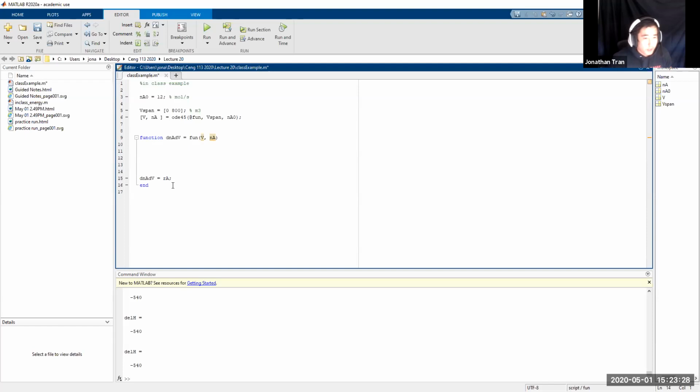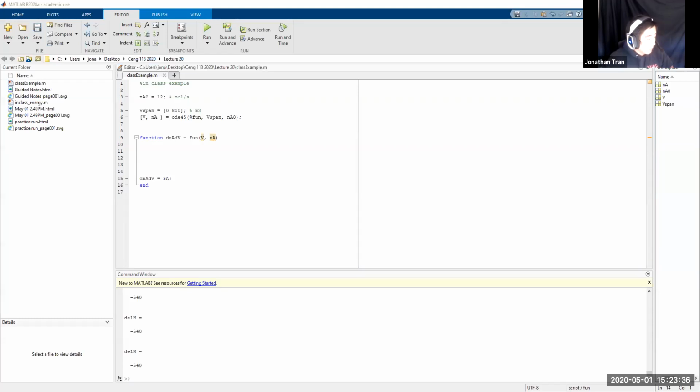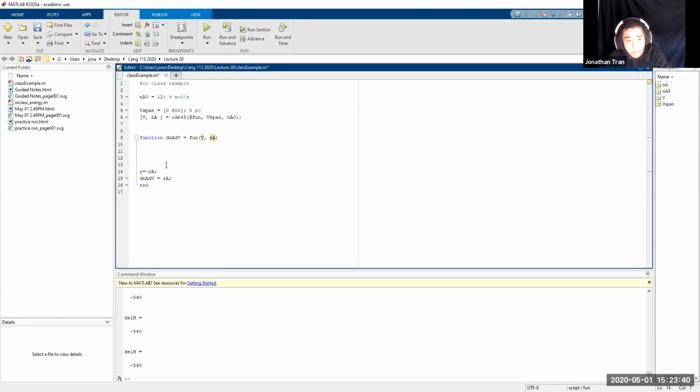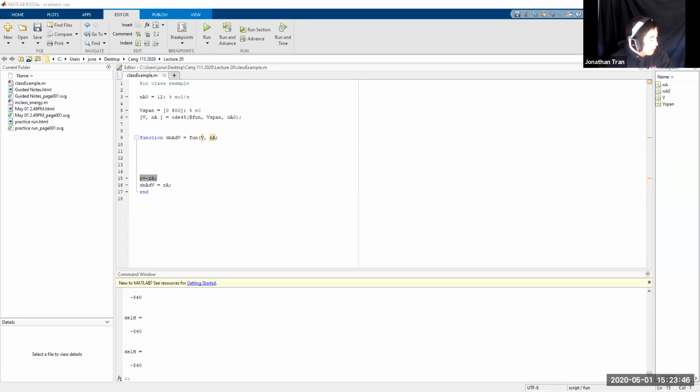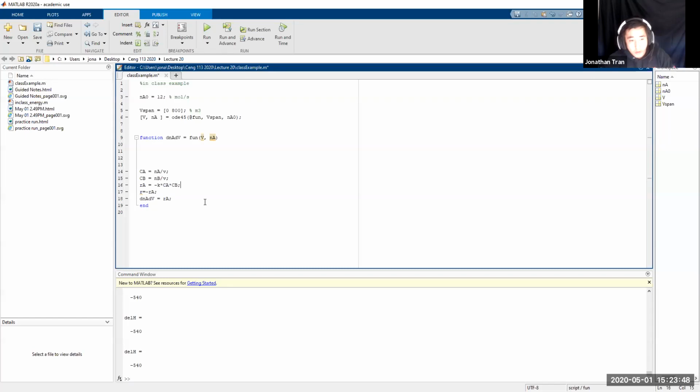So if we were to work backwards from here, we'd first want to define our material balance, dNA/dV is equal to RA. And then from that, we just need to notice, okay, we have this set of variables that we need to define. So in this case, we need to define R as equal to negative RA. And then we can define another set of variables here. In this case, RA is equal to our rate law.